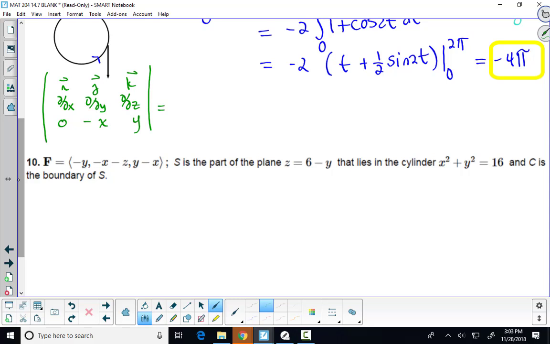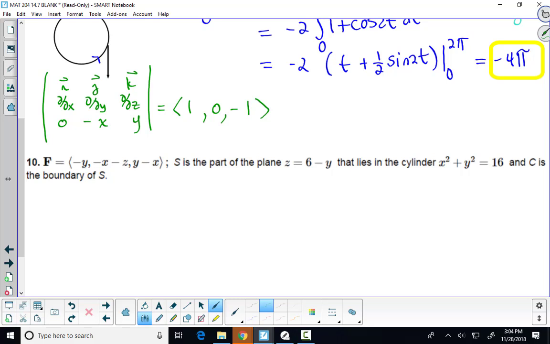The curl is going to be a vector field: the first component is 1, just not negative, the middle component is 0. I think I messed up the first component. I crossed out the wrong row. The first component is 1. The last component, the k component, will be -1 minus 0, so -1. There we go. Okay, so that's the curl.